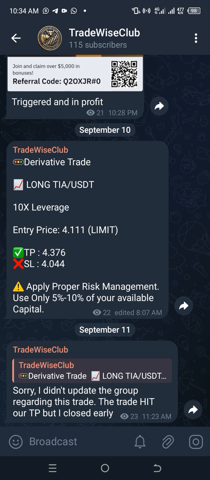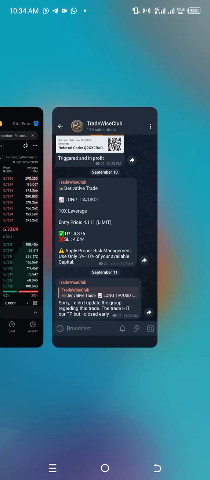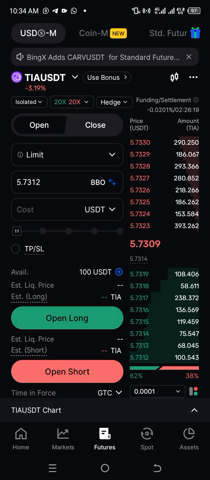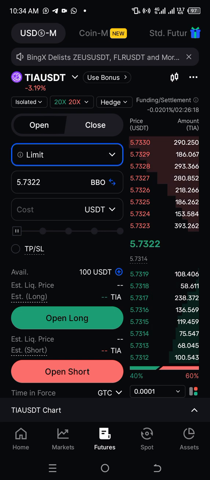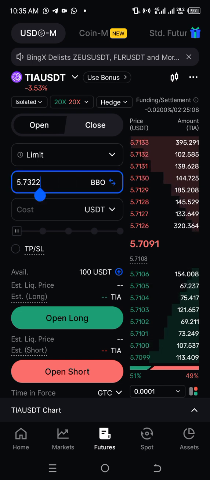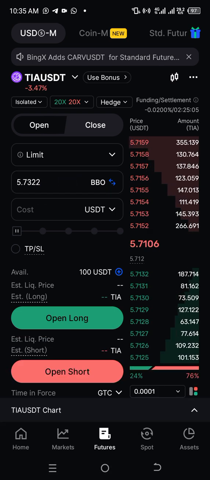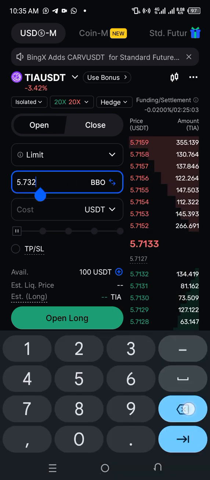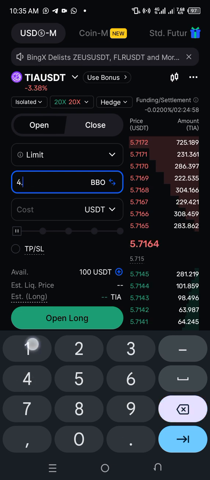So let's go back to the app. This is TIA USDT, 10x leverage. Then our entry price is 4.111. Since it's a limit order, we selected limit, and here we say our limit entry point is 4.111. So this is just it, guys.